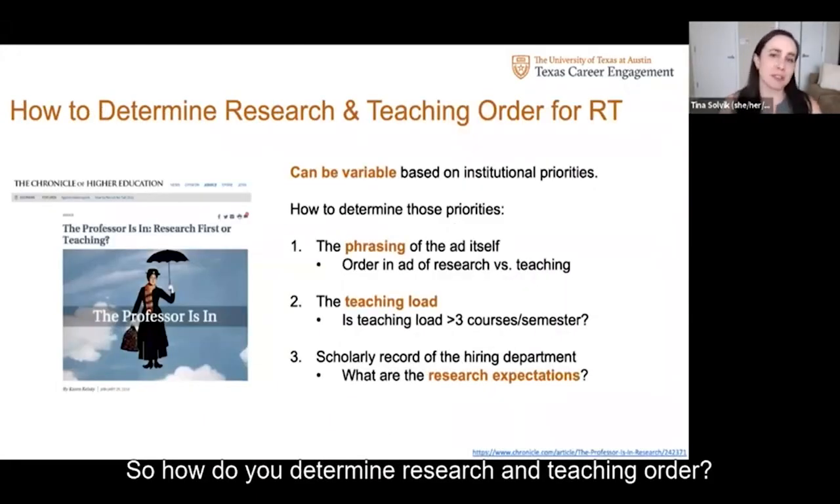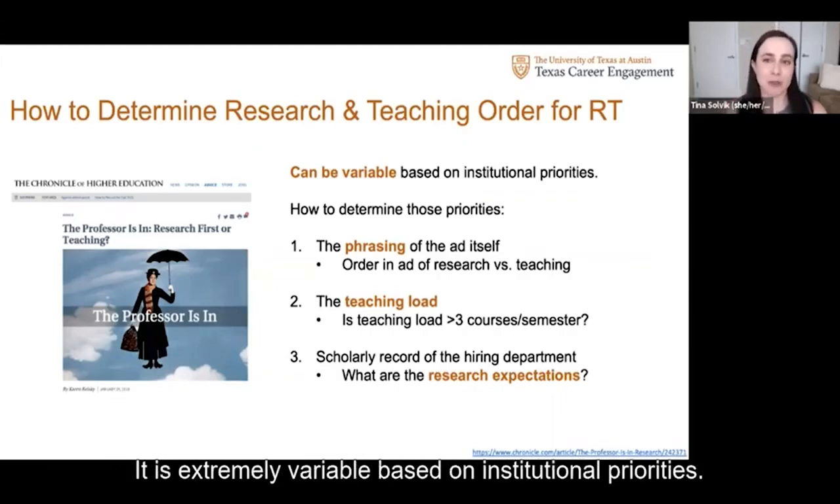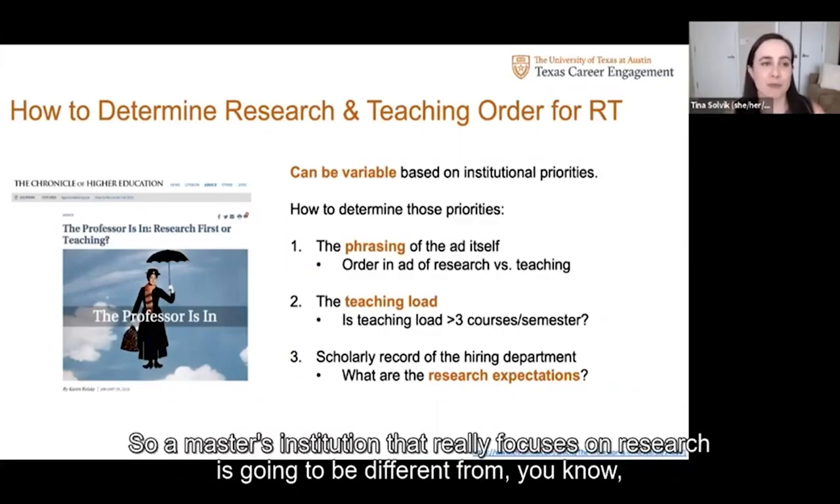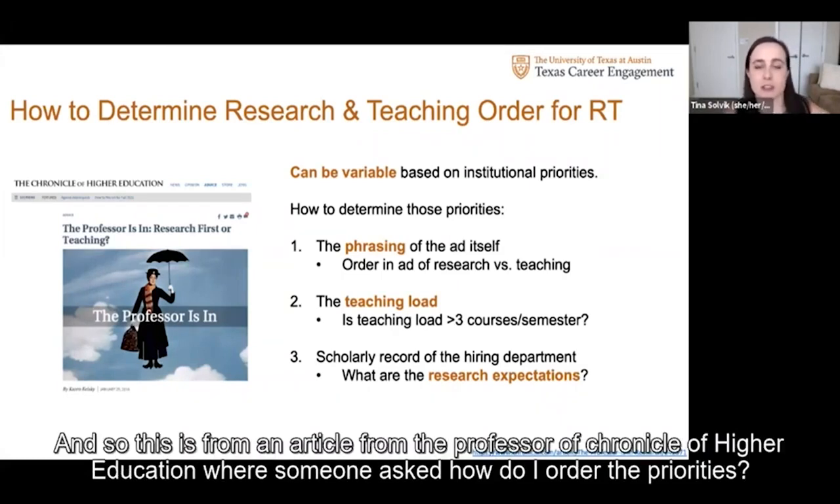How do you determine research and teaching order? I unfortunately cannot give you a one-size-fits-all answer. It is extremely variable based on institutional priorities. So, you know, a master's institution that really focuses on research is going to be different from a bachelor's college that has less of a focus on research. And so this is from an article from The Professor Is In on the Chronicle of Higher Education, where someone asked, how do I order research and teaching for an RT institution?